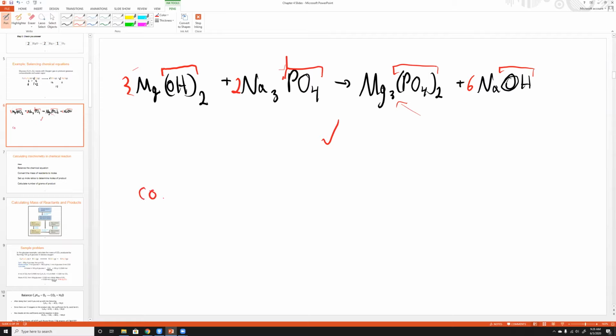That's a very important concept. Coefficients, I'll try coefs, represent the molar ratios. So in other words, I can say that 3 moles of magnesium hydroxide reacts with 2 moles of sodium phosphate to create 1 mole of magnesium phosphate and 6 moles of sodium hydroxide. That is how you read the equation. That's how I would read it.